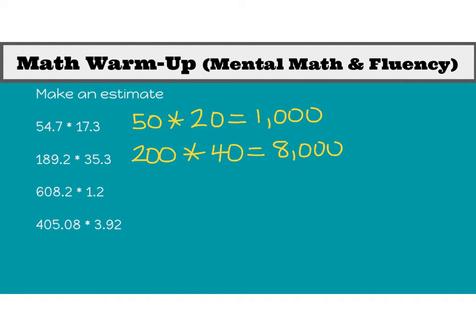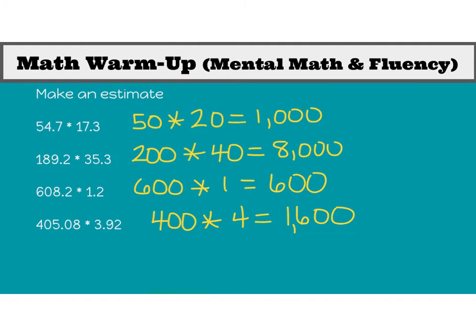I personally would round the second one to 200 times 40 equals 8,000. Now don't forget, you may be picking different numbers than I do, and that's okay if you're in the ballpark. For our third one, I did 600 times 1 equals 600. And for our last one, I did 400 times 4 equals 1,600.